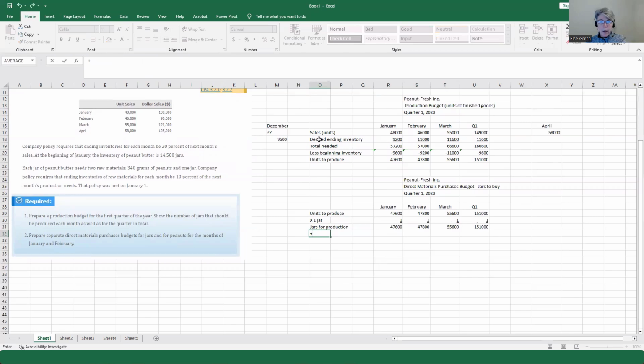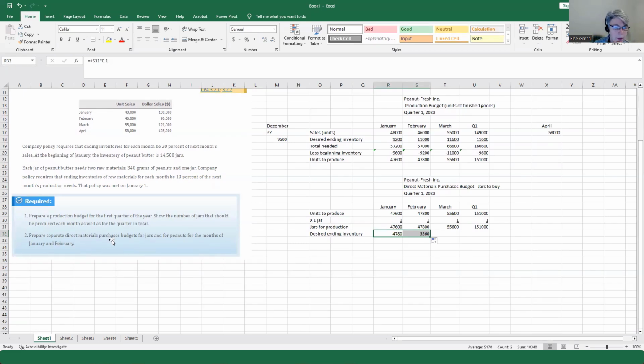So I'm going to put down what's my desired ending inventory. Company policy requires the ending inventories of raw materials for each month to be 10% of the next month's production needs. Well, this is jars for production. So I need it to be 10% of the next month. So I'm going to multiply it by 0.1. There we go.